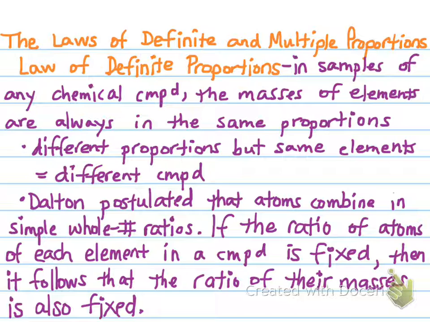So again, what he was saying was he knew at that point that a hydrogen atom always had the same mass and an oxygen atom always had the same mass. So he said if water's always H2O and the mass of hydrogen or oxygen doesn't change, then the ratio of their masses for all water should be the same.